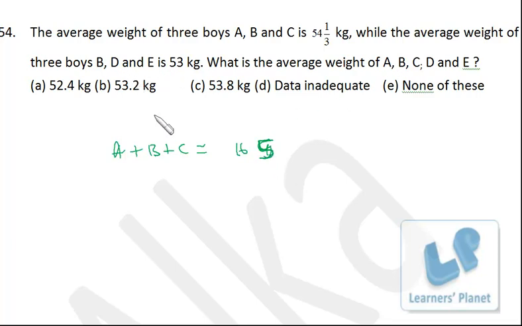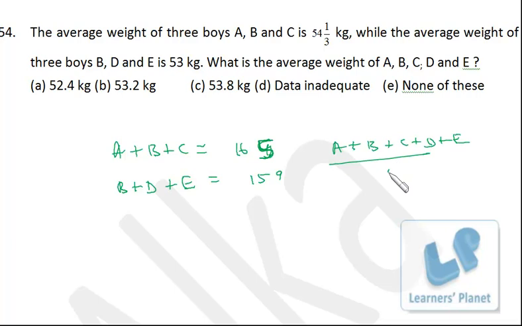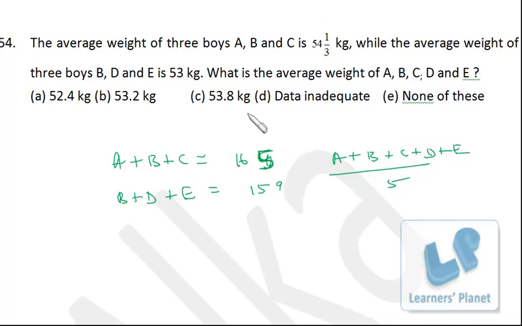And B plus D plus E, so it is 53 into 3, right? But what we want is A plus B plus C plus D plus E by 5. So if we add both of these equations, what will we be getting? A plus B plus C plus D plus E, but we will be getting B 2 times. So we cannot calculate the value of A plus B plus C plus D plus E. So it is data inadequate.